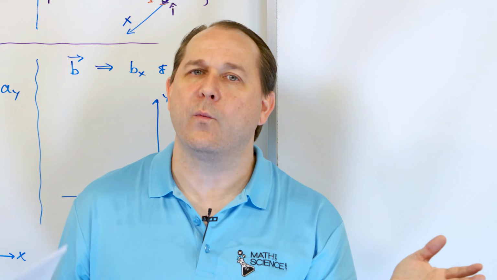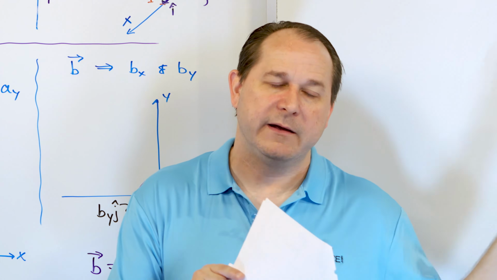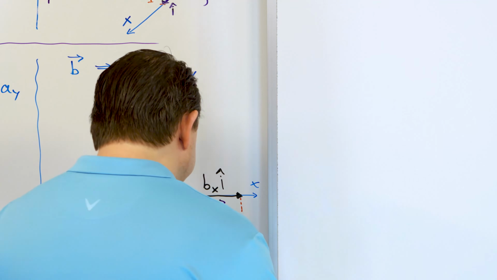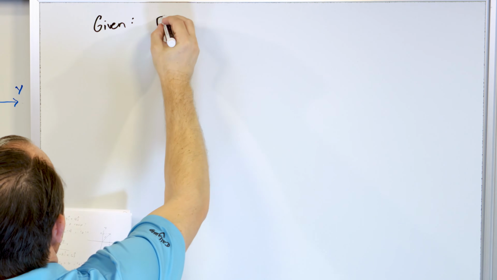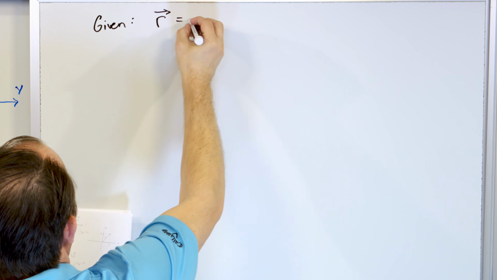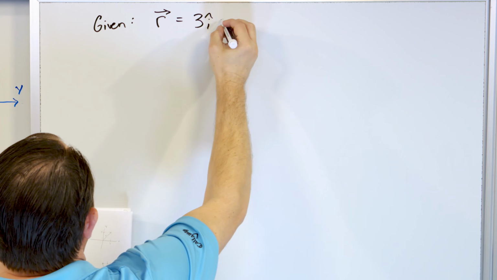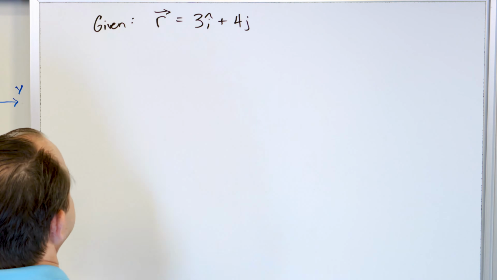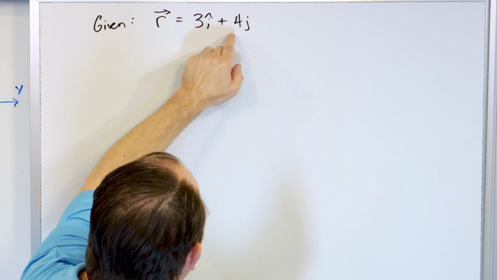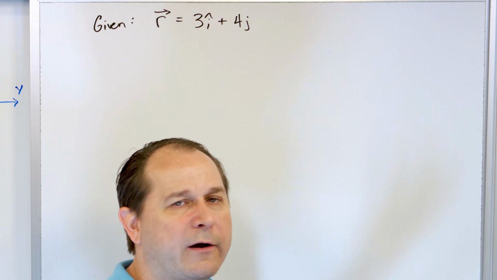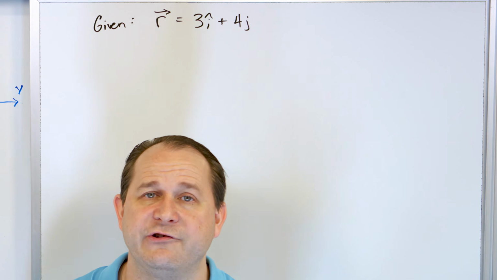So again, it's two different ways, and we're mostly focused on the Cartesian way. Let me give you the following. I will tell you that there's some vector r, and r is equal to 3i plus 4j. This is how you're going to see vectors, oftentimes written in physics, 3i plus 4j. When you read it like this, you know it's already in xy notation, Cartesian notation, right?